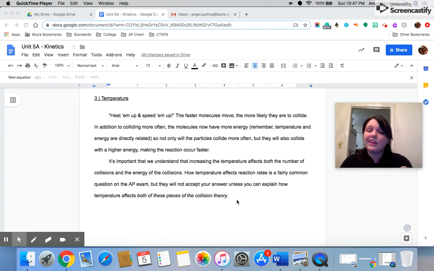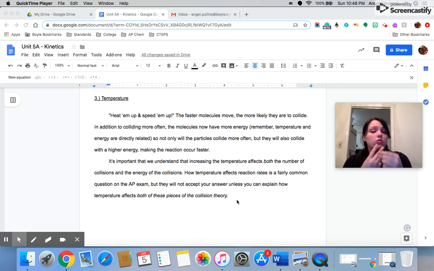AP is very picky about their free response questions, and if they ask you a free response question about why temperature affects the rate, and you don't mention both prongs of this, they will not take your answer, okay? So, heating up the molecules speeds them up, it makes them collide more, more collisions increases your reaction rate. But it also increases the energy of the molecules themselves. And so when they collide, there's more energy behind that collision.